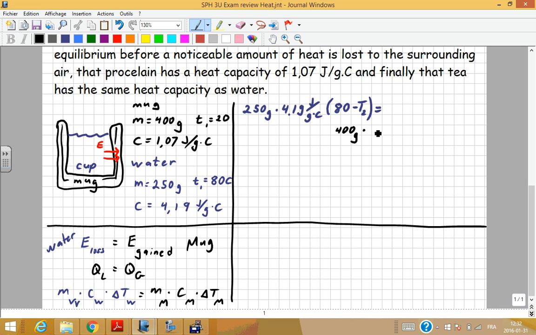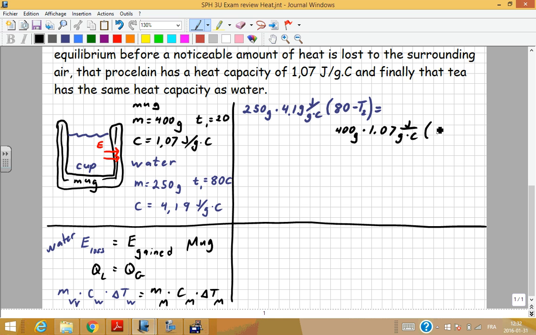The heat capacity is 1.07 joules per gram degree Celsius. And it's delta T, so here the mug will be warming up, which means that its final temperature will be higher than its initial temperature. Now, I want a positive value on both sides because I want positive energy. I want the energy to be the same on both sides.